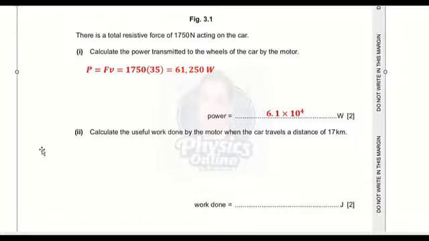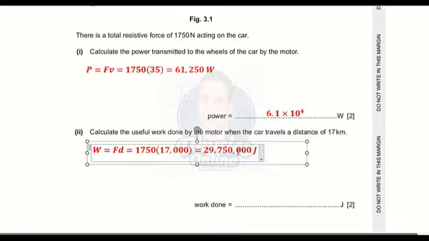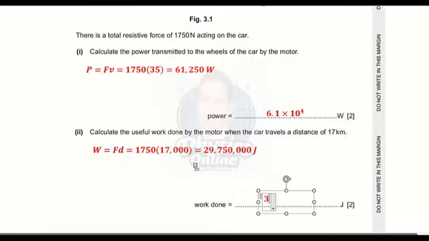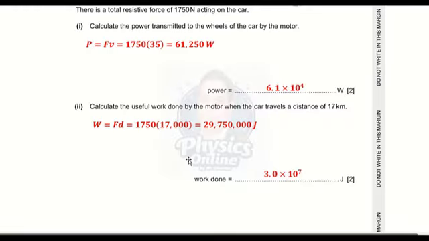Calculate the useful work done by the motor when the car travels a distance of 17 kilometers. We write the equation of the work. Work equals the force times distance, or displacement, equals force 1750 times displacement 17 kilometers, which means 17,000 or 17 times 10 power 3, equals 29,750,000 joule. In scientific form it becomes 3.0 times 10 power 7 joule.